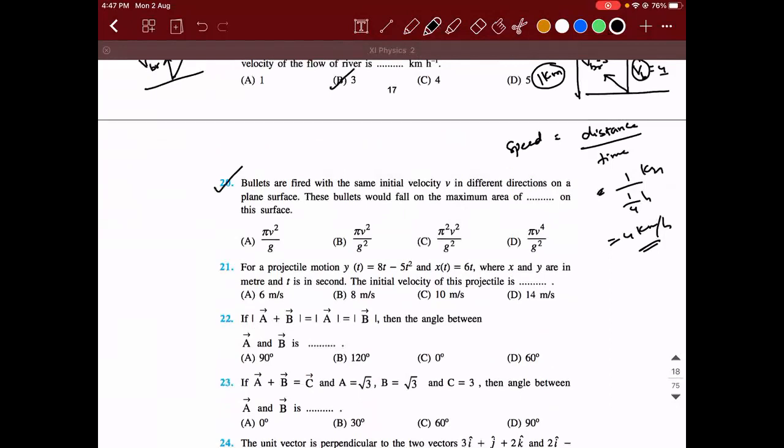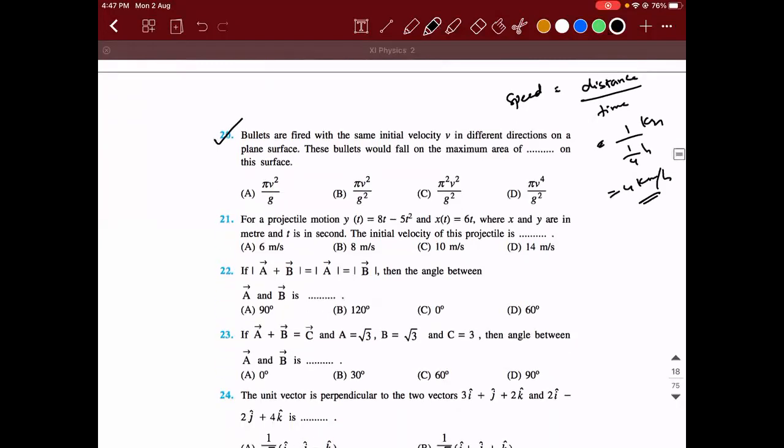20th one is an interesting question. Bullets are fired with the same initial velocity in different directions on a plane surface. The bullets fall on the maximum area of dash on this surface. See, guys, try to understand. Okay, this is a surface. There is a person standing here and he is firing the bullets so that they go and fall here.